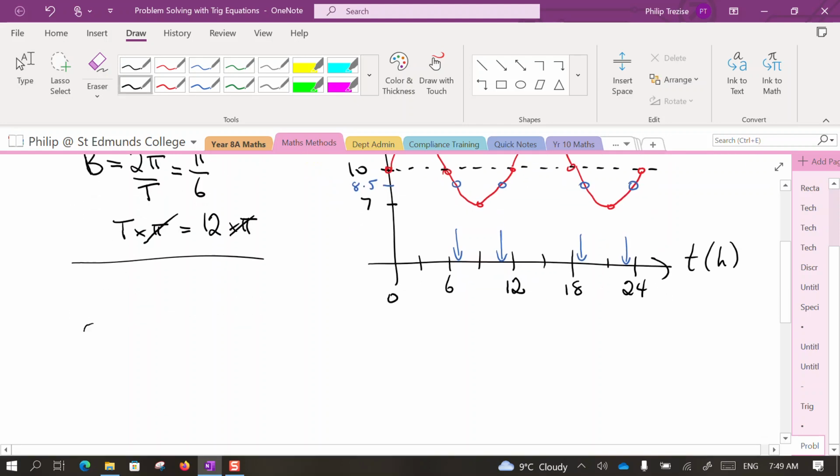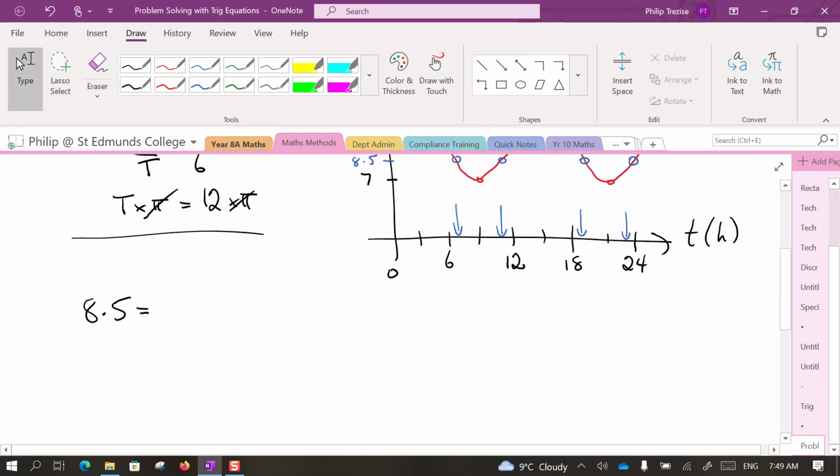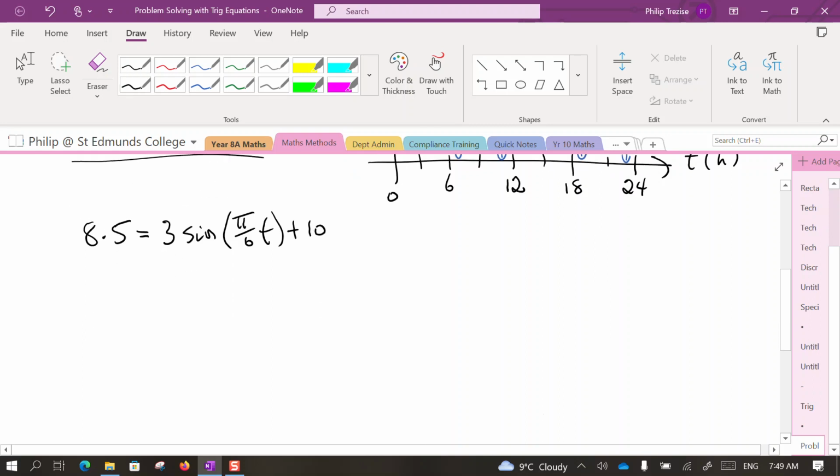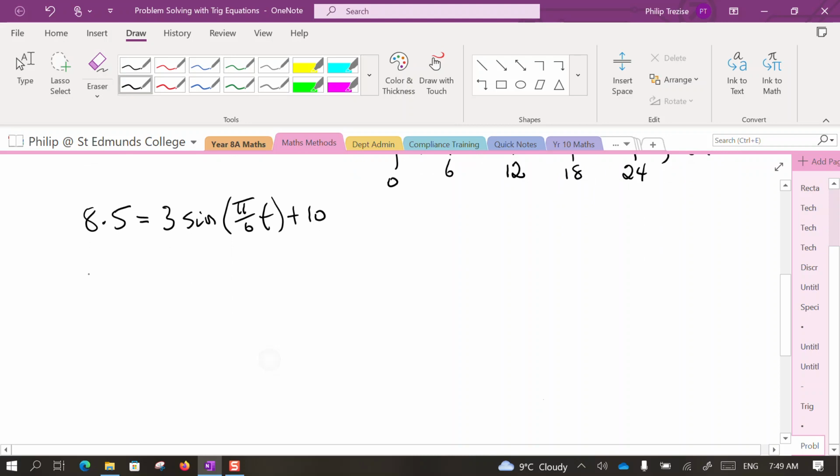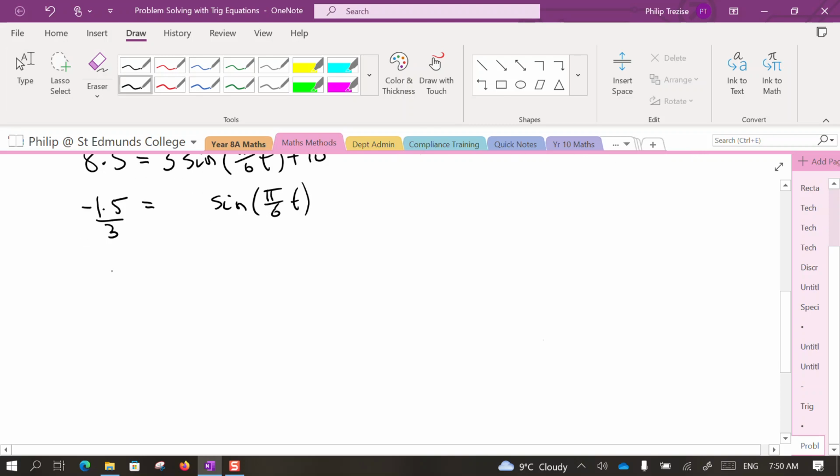So we had depth of 8.5, which will replace the letter D in our formula. And as we saw last time, our equation was 3 times the sine of pi over 6 t plus 10. So we have to solve this for t. Subtracting 10 from both sides, I would have negative 1.5 equals 3 times the sine. Now, instead of writing 3 times like this, why don't I immediately divide by 3? And then I'm just left with sine of pi over 6 times t. Now, negative 1.5 over 3 is going to simplify to negative 1 over 2.